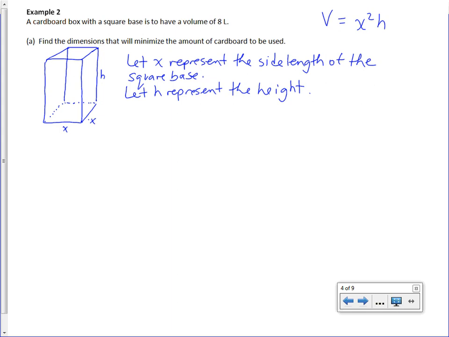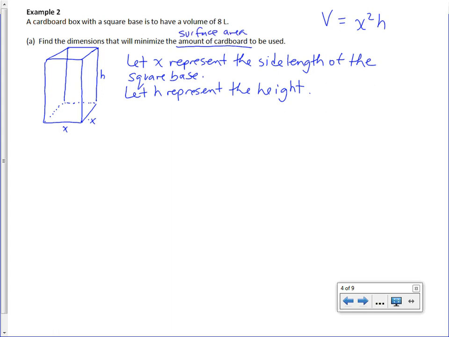So amount of cardboard, what's that equivalent to geometrically for this box? The surface area, right? The surface area is how much I use, the actual pieces of the sides that all go together to create the box. So another way of saying this is minimize the surface area. Okay? Amount of cardboard is surface area.